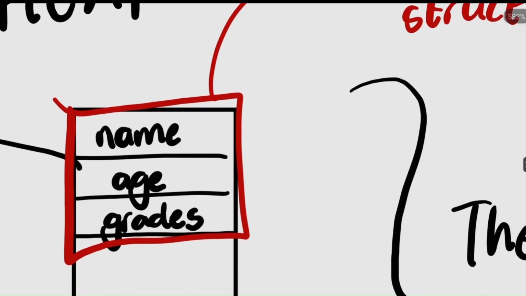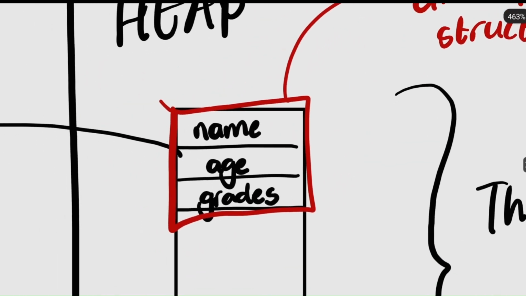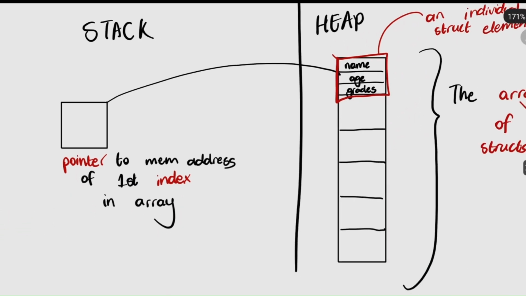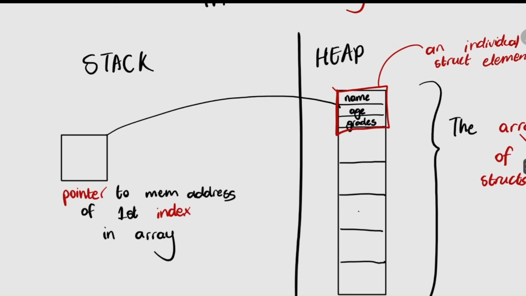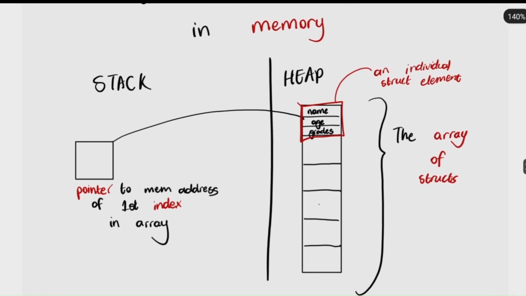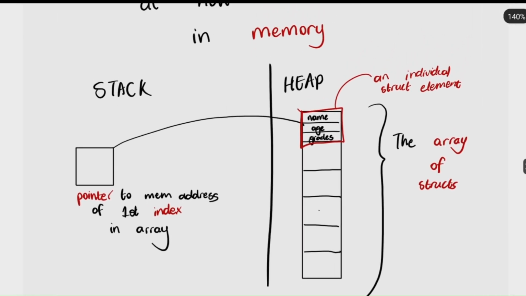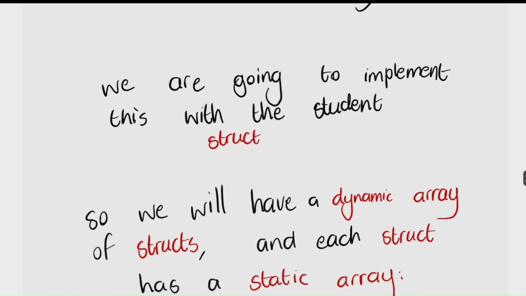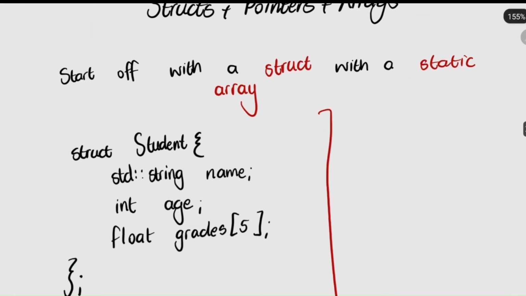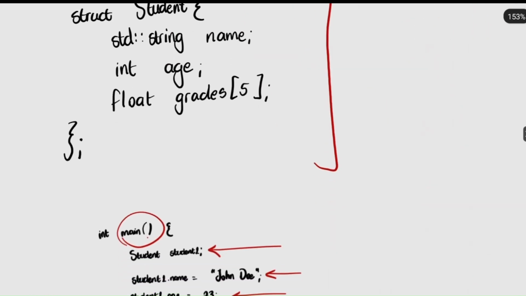And this struct, okay, I'll go into more detail. There's another diagram that I've drawn below that goes into more detail, but yeah, it's a struct, and then all of them are like this. All of them also have each attribute of the struct and all that stuff. And then in the demonstration in Visual Studio Code, I'll show you guys how you actually put this into code. We are going to implement this with the student struct, the struct that we declared up there.